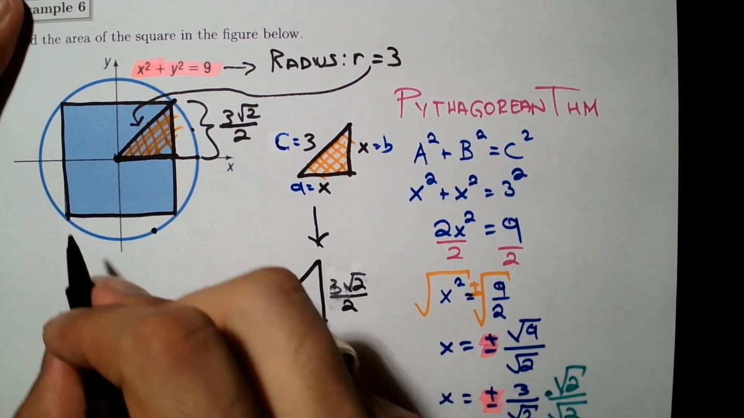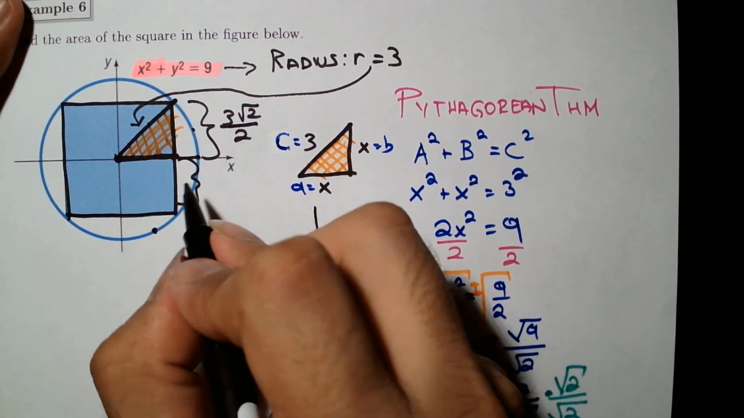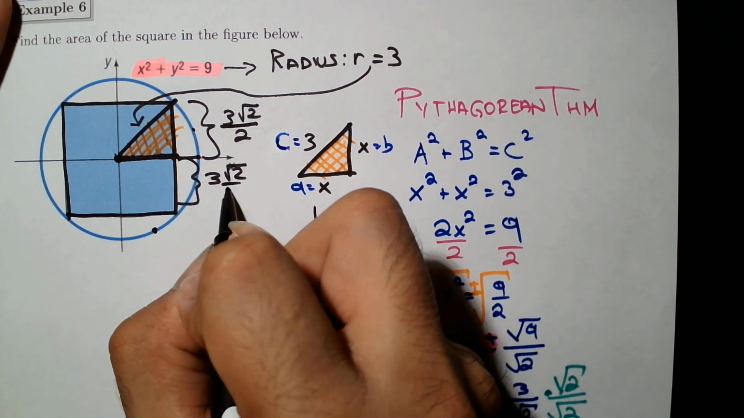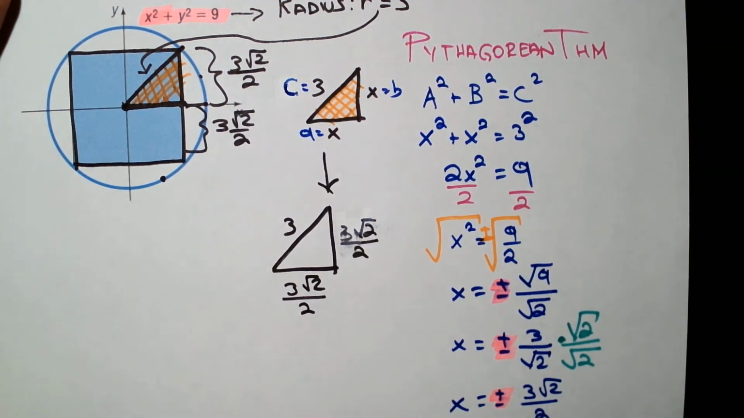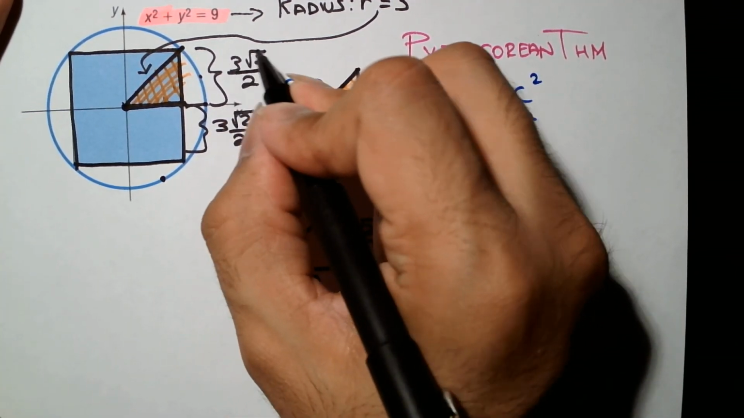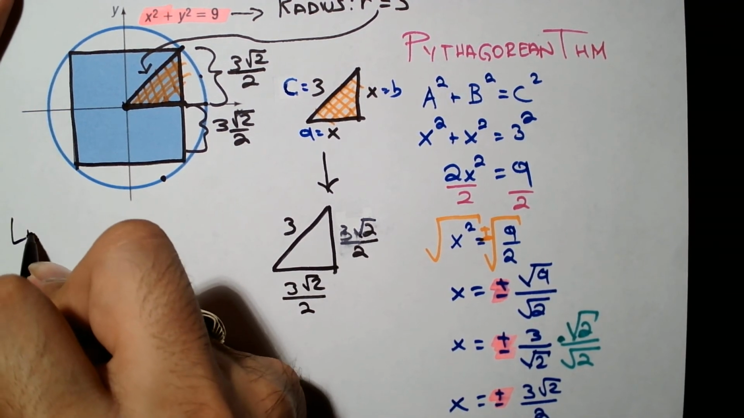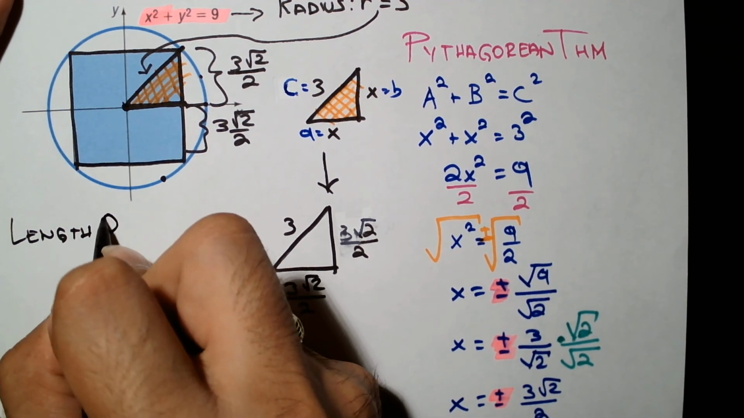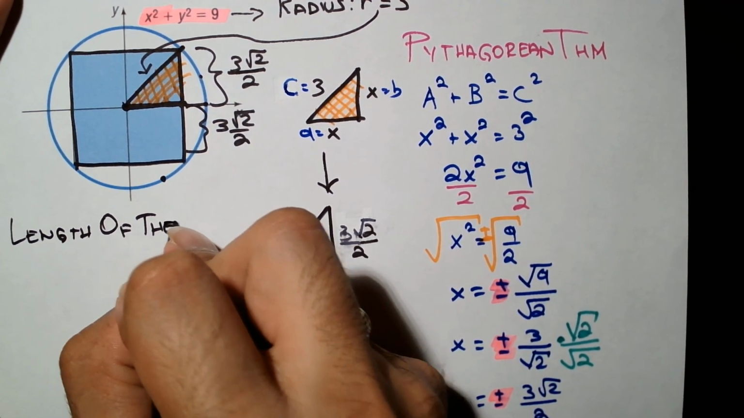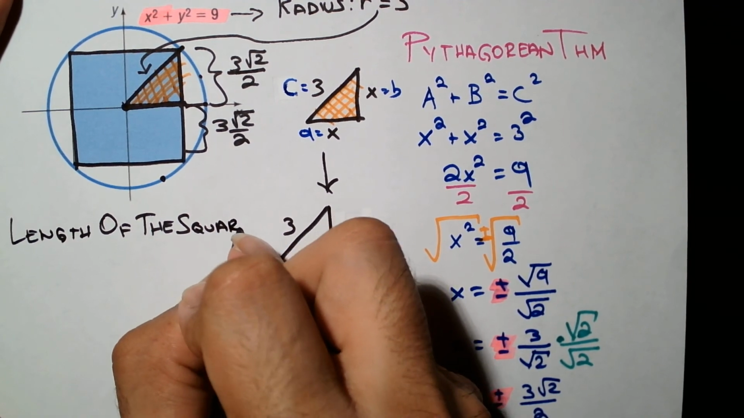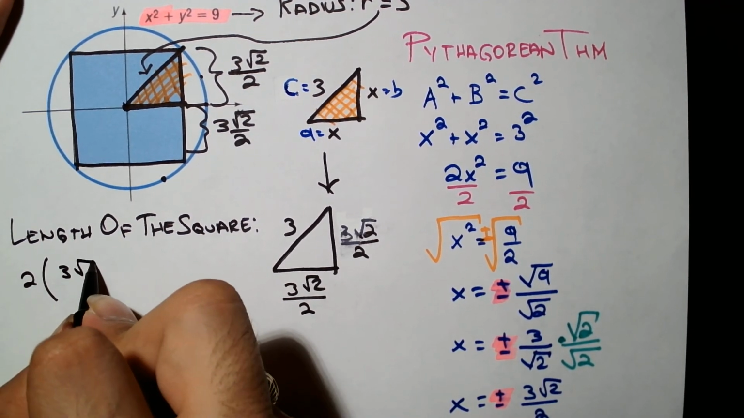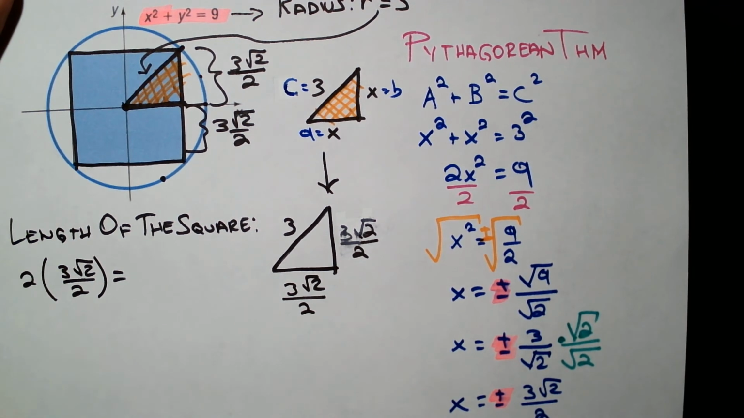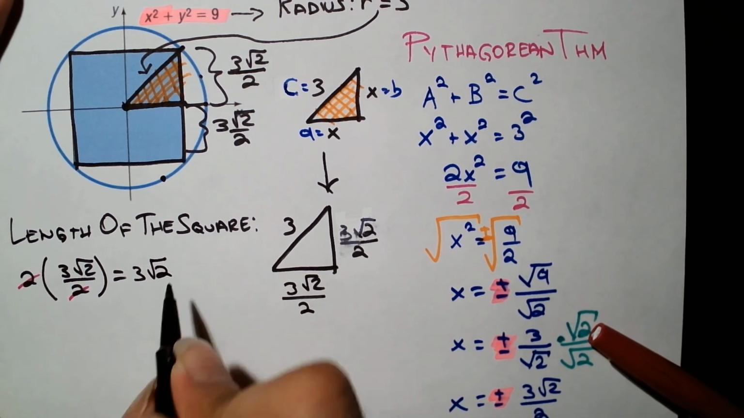Now, I'm going to take this same length here, which is going to be 3 root of 2 over 2 as well. Basically, what we are going to do is multiply this by 2. So, the length of the square will be 2 times 3 root of 2 over 2, which, you can cancel these 2 and get 3 root of 2.